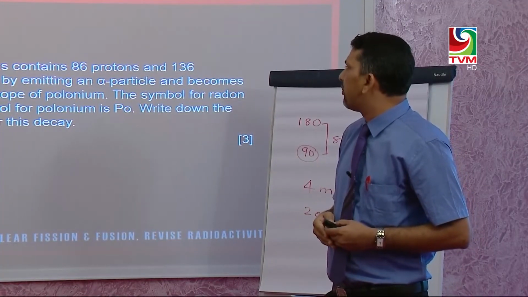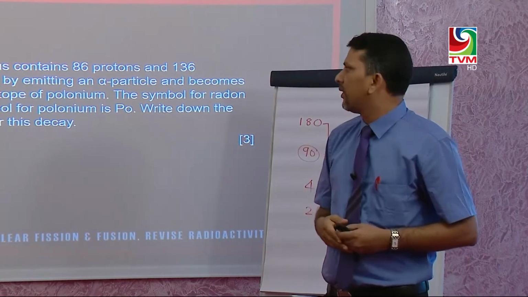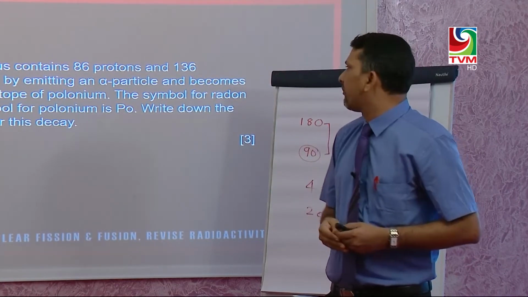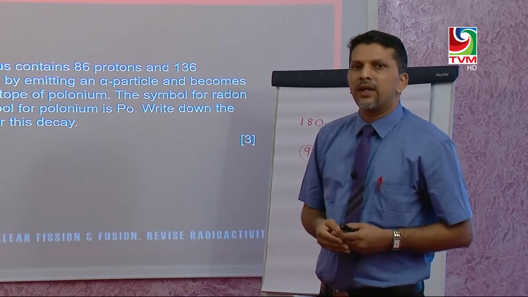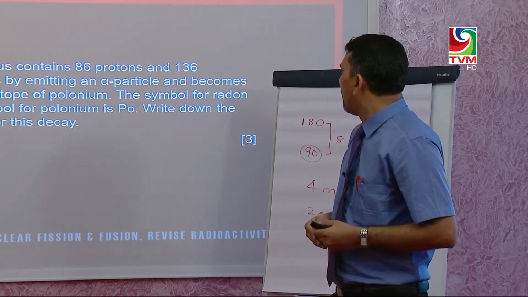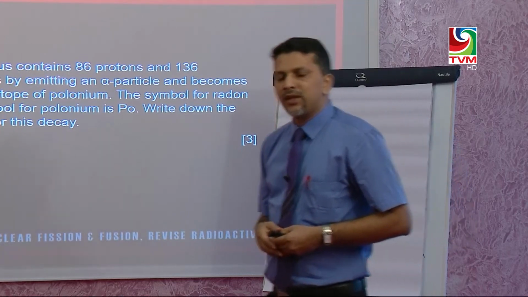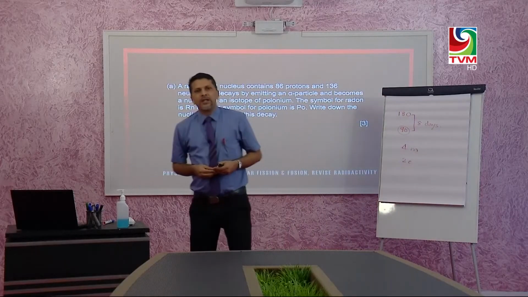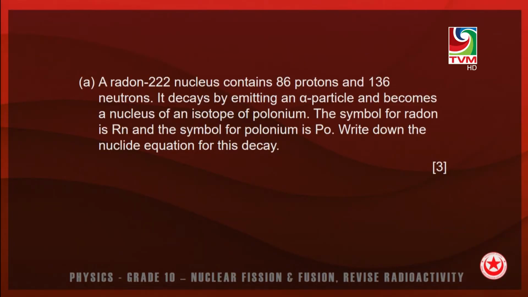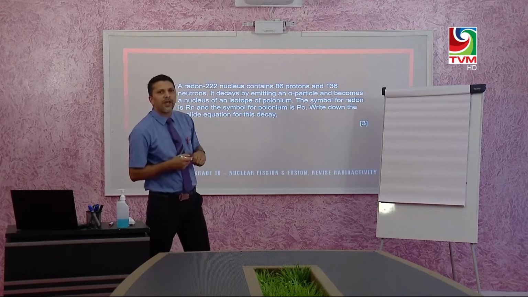It decays by emitting an alpha particle, becoming a nucleus of an isotope of polonium. The symbol for radon is Rn and the symbol for polonium is Po. Write down the equation for this decay. Here they are asking us to write the equation for this alpha decay. They have given radon with 86 protons.